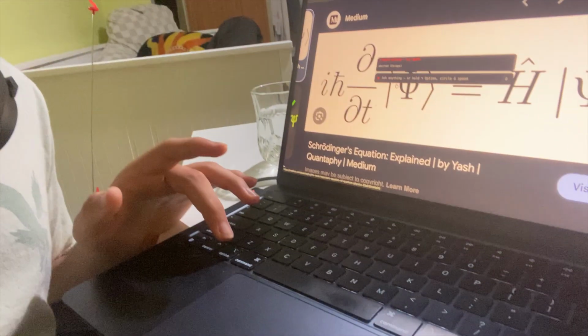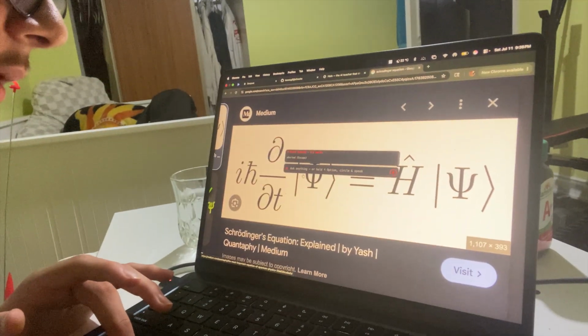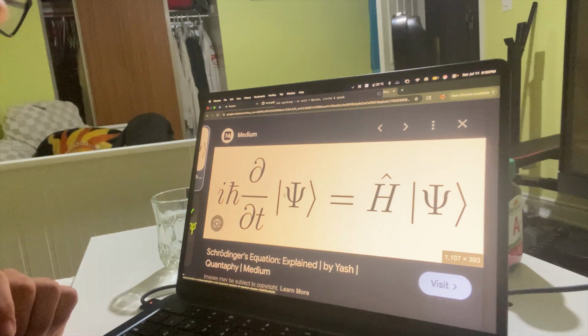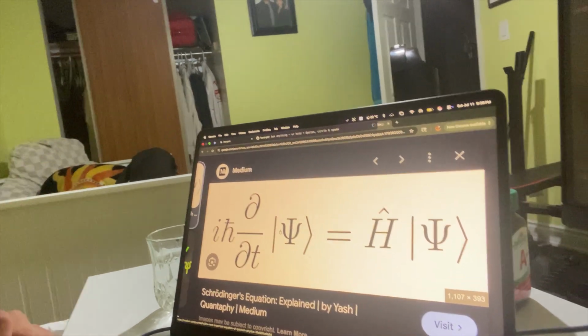Alright, so now I'm going to show you exactly how this works step by step. So first, I click the Option key and tell it what I want. Can you explain what this equation means? Immediately, it goes to the top and starts thinking.